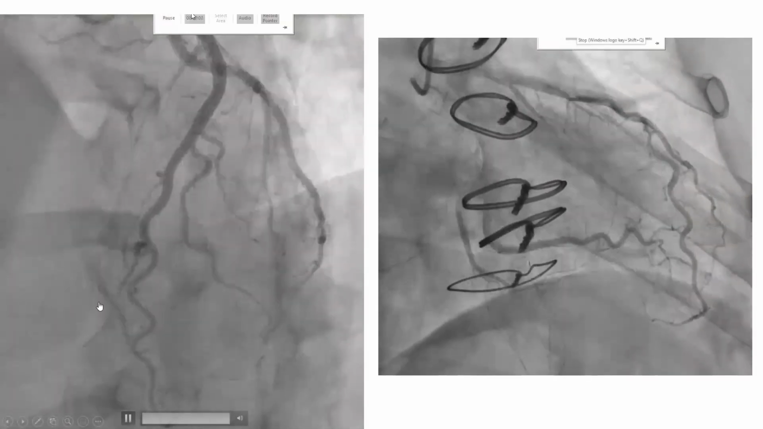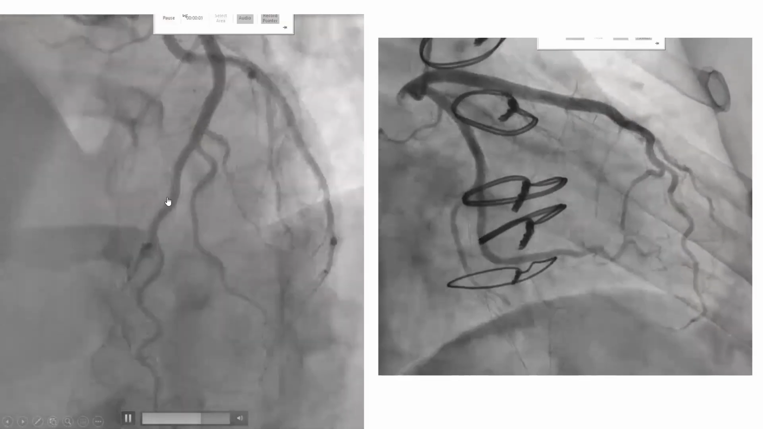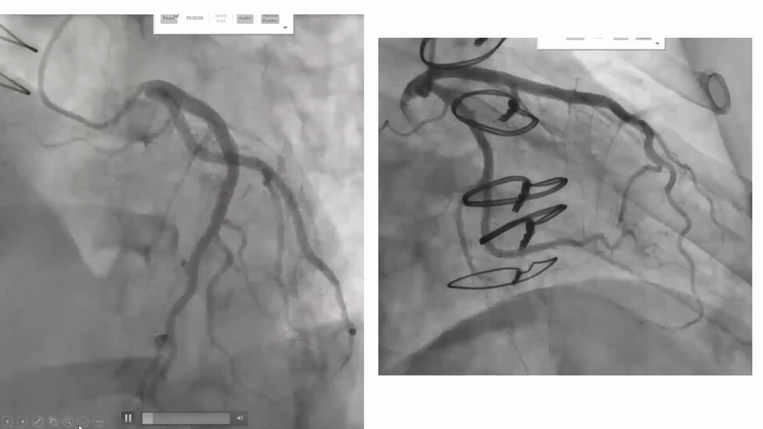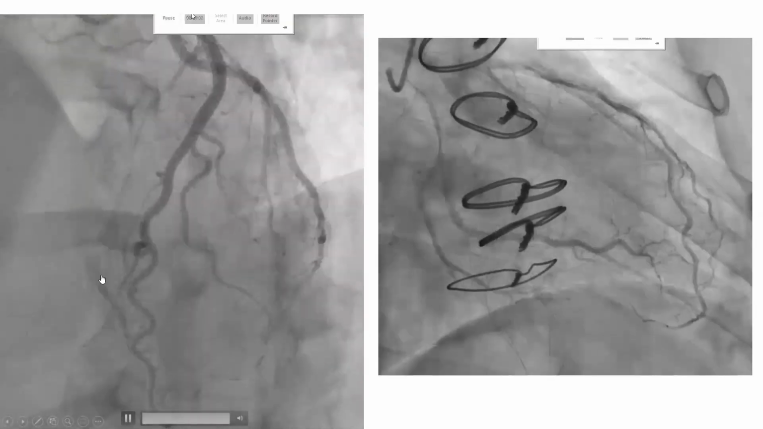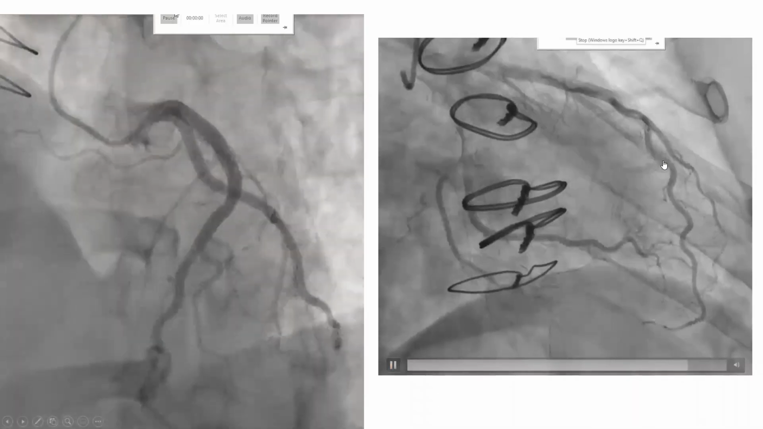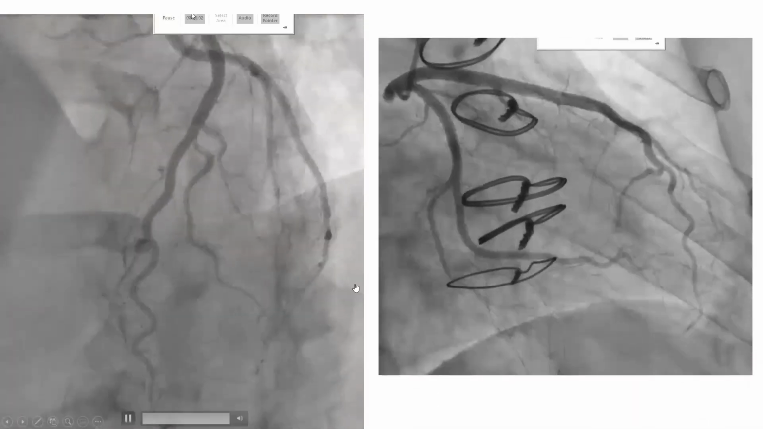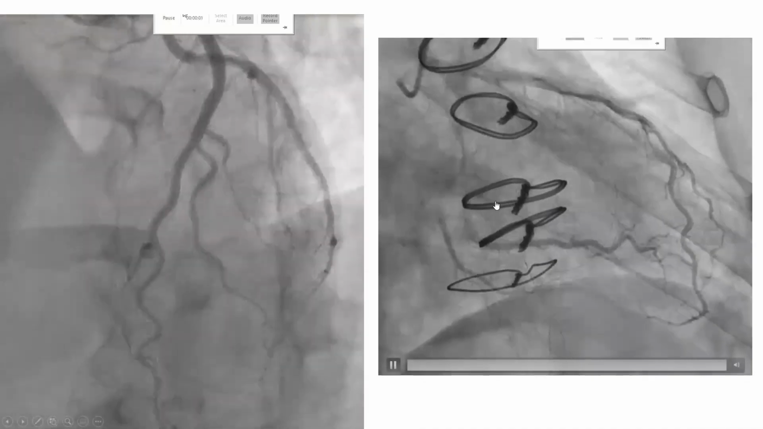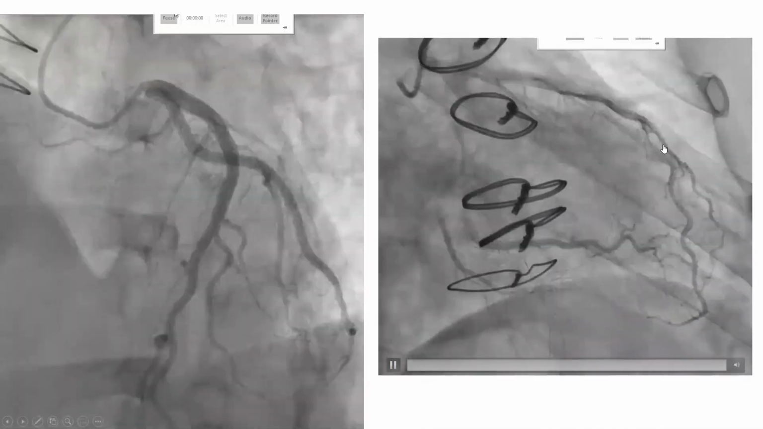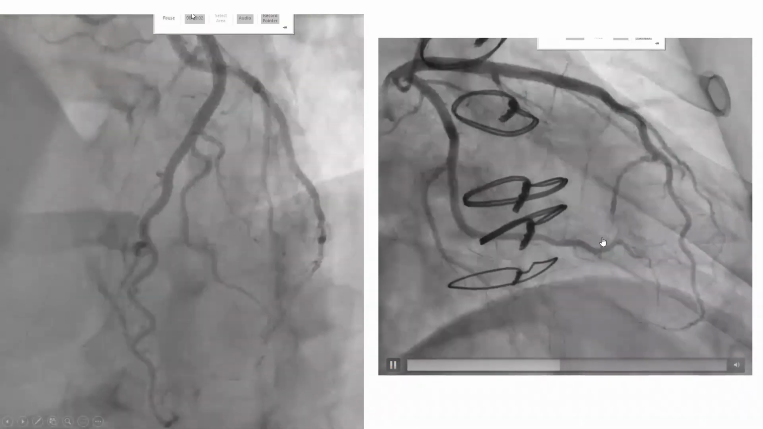Well, in an LAO view, you see the LAD, the septum. In an LAO, this is on the right side of the heart. It's on the right side of the septum. On this view, on the RAO view, you can tell that actually it's a fistula not to the RA, which would be here. It's a fistula to the RV, anterior to the AV groove. So it's a fistula between the LAD and the RV.